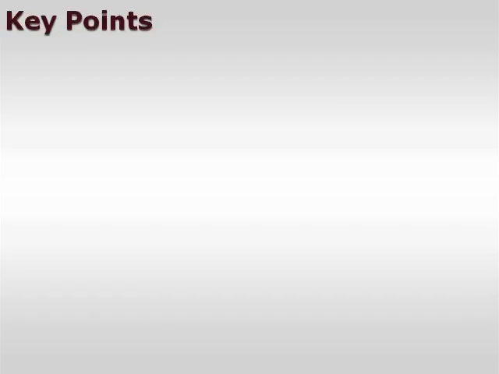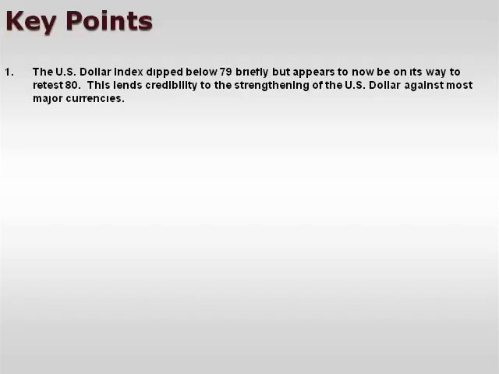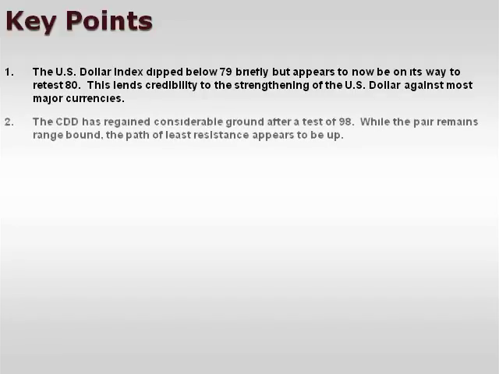Let's take a look at a few of our key points. First of all, the US dollar index dipped below 79 briefly, but appears to be on its way to a retest of 80. This lends credibility to the strengthening of the US dollar against most major currencies. The CDD has regained considerable ground after a test of 98, while the pair remains range-bound.